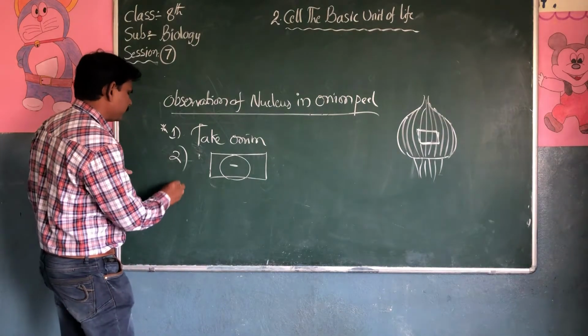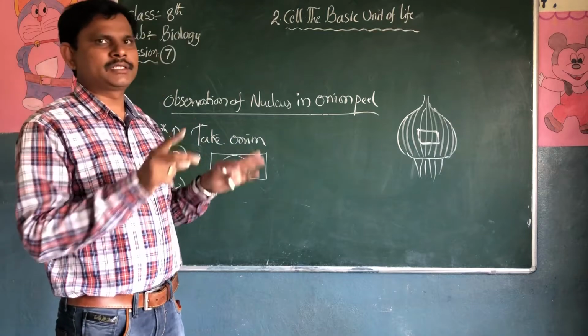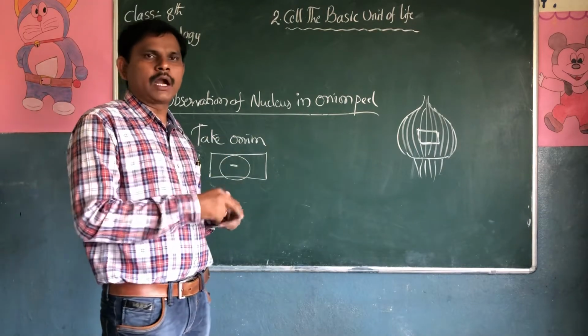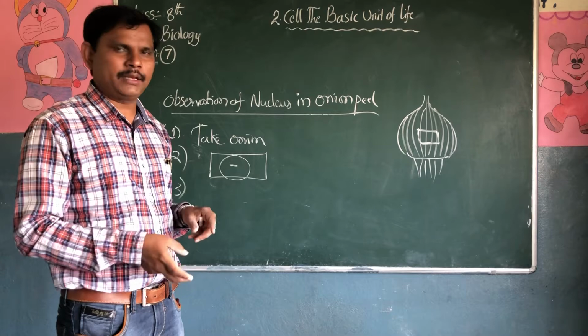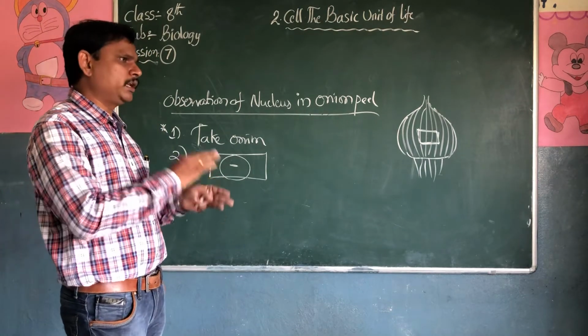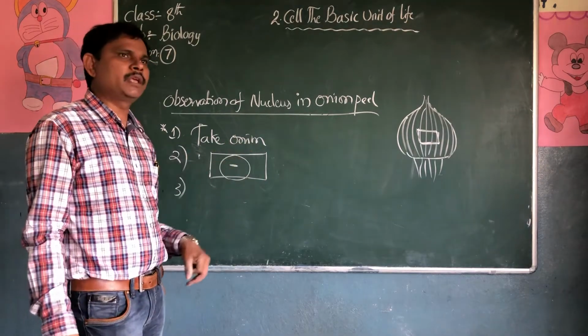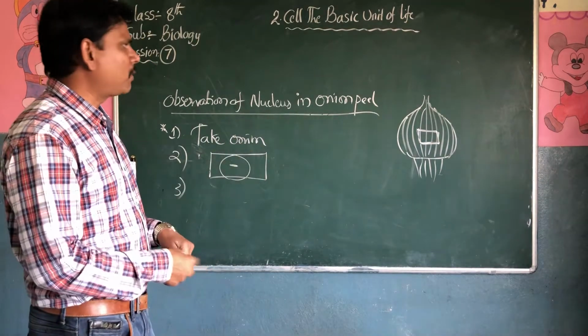So the same experiment we did in the first experiment. Taking the material, place it on a slide, put a drop of water, then a drop of glycerin, apply the blotting paper, it will absorb the water, then the material will be spread properly on the slide. Then cover with the cover slip and observe under the microscope.